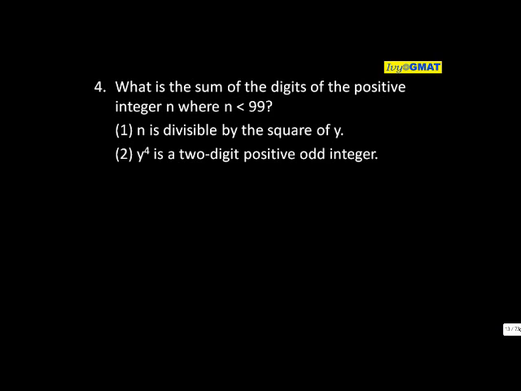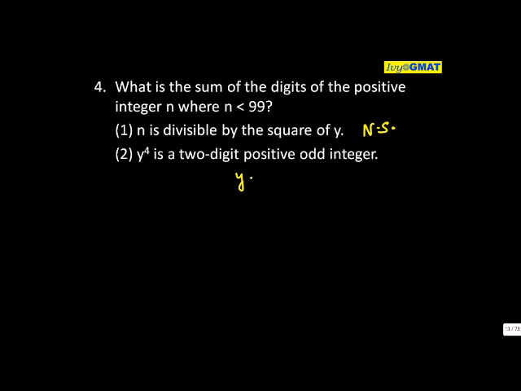Let's see question number 4. What is the sum of digits of the positive integer n where n is less than 99? You are given n is divisible by the square of y. It does not help me obviously because it is involving y. So not sufficient. Next, y to the power 4 is a 2-digit positive odd integer. What does it tell you? What is the value of y here?